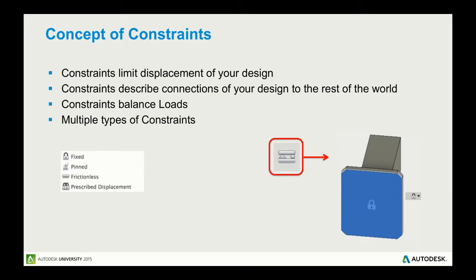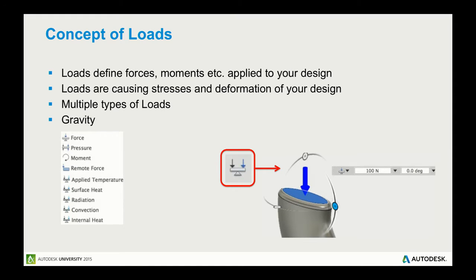We have force, pressure, moment, that's the torque applied to your design. Remote force, this is the force that is acting outside of your design. And for thermal, we have applied temperature that describes the temperature of a given surface. Surface heat that describes the heat that is generated by the square units of the surface. Radiation, convection, that's a common cooling mechanism of transferring the heat between the surface and the liquid or gas. And internal heat, this is the energy generated inside of your body.